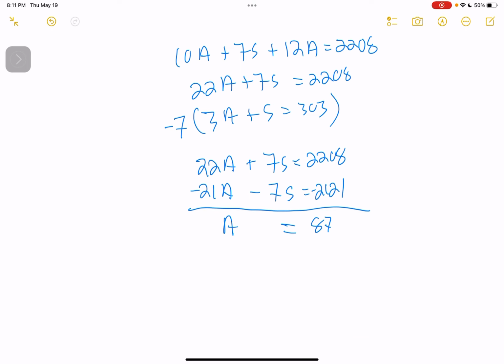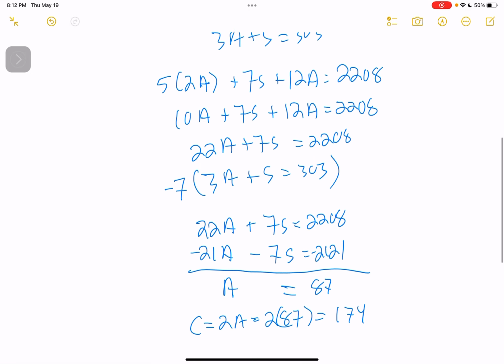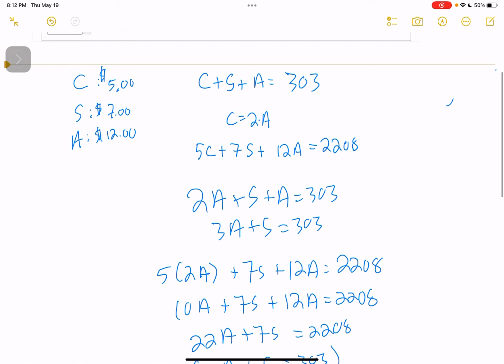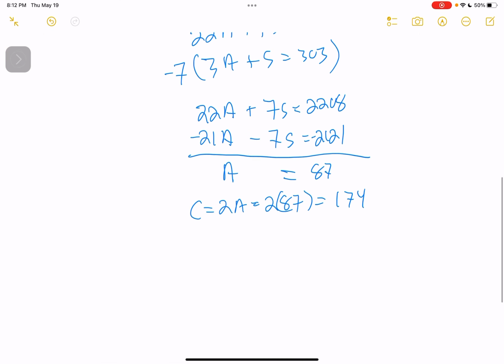Okay, so we have 87 adults. Children are twice as many as adults, so that's going to be 2 times 87. Is that 174? Yes, it is. And then what do we have with the last thing? It was the sum of the three was 303. So children plus students plus adults was 303. So that'd be 174 plus S plus 87 equals 303.